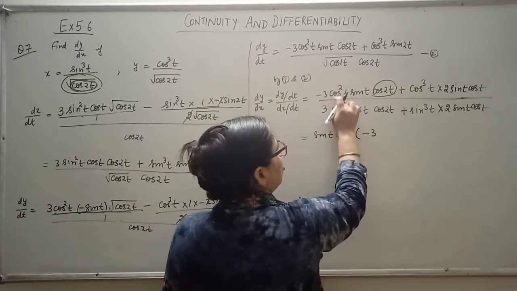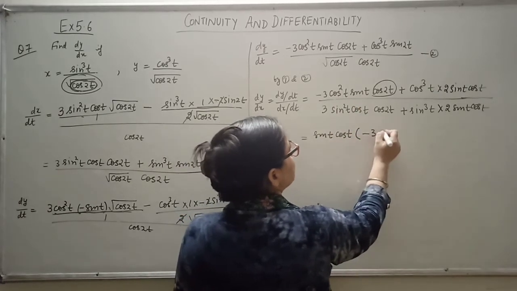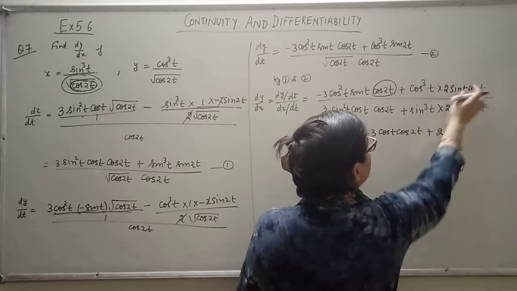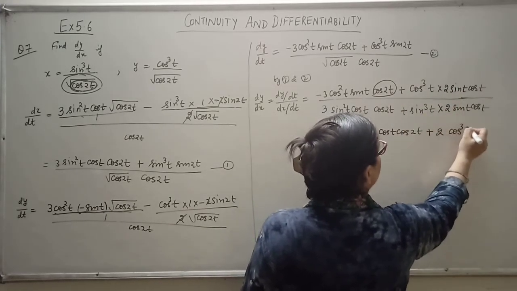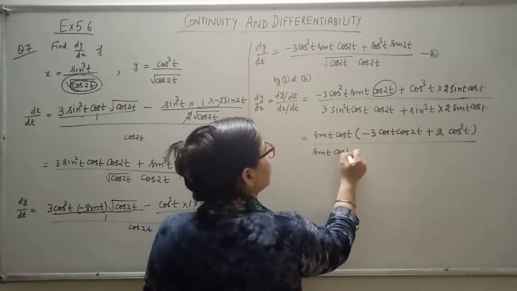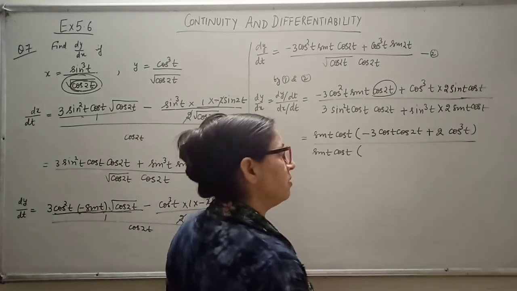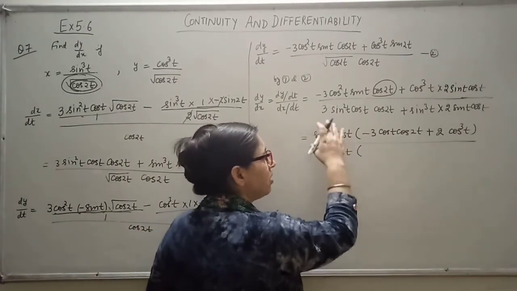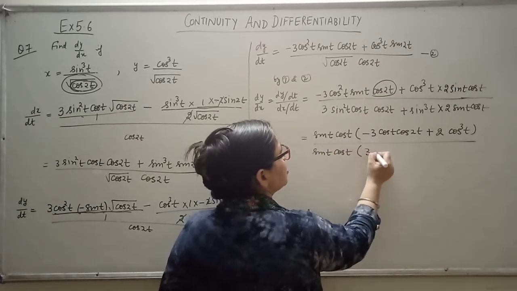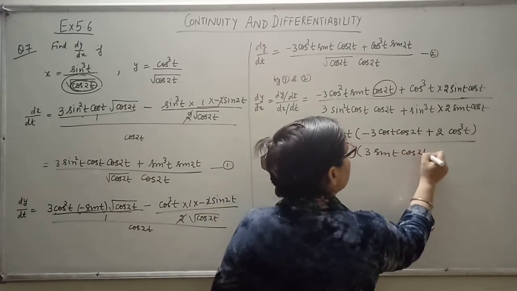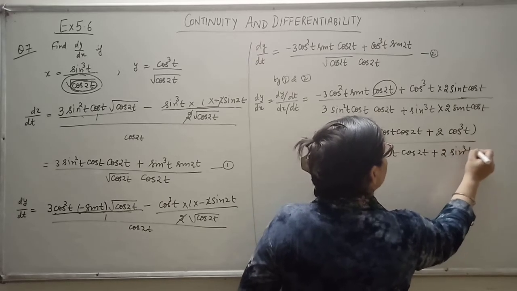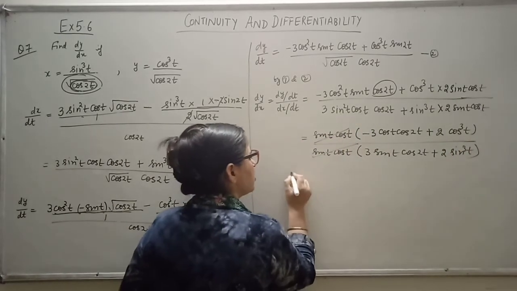Minus 3 cos t is left, cos t is common, so minus 3 cos t cos 2t plus this 2 sin t cos t is common, so what is left? Cos cube t. Okay, in this step most of the students get confused about what should be taken out common. That I have told: whatever is common in the numerator as well as in the denominator. From here cos t and sin t is common, so 3 sin t cos 2t plus here sin t cos t common, 2 sin cube t. Now your question has become easy.